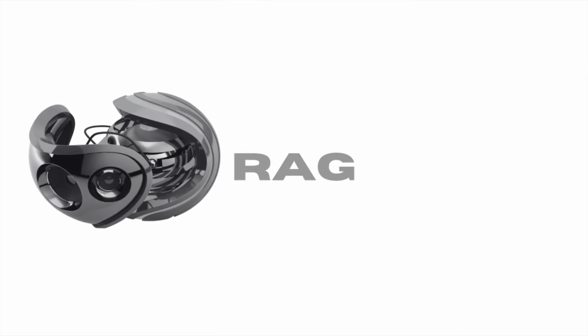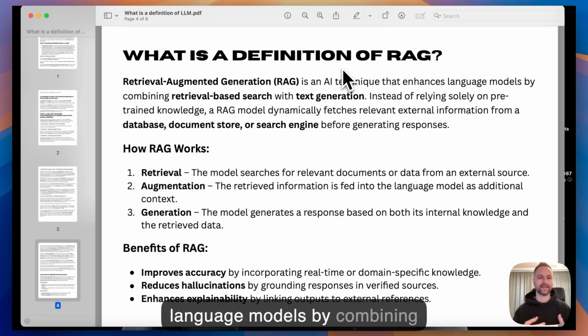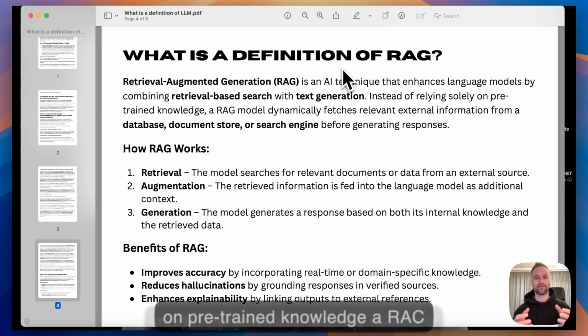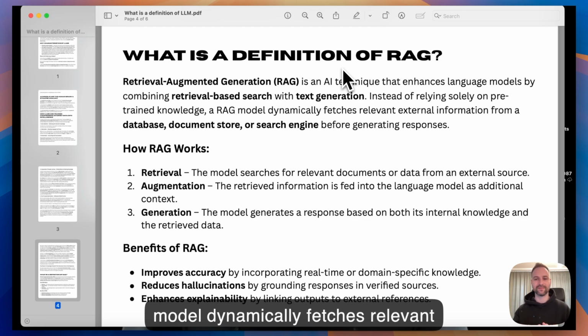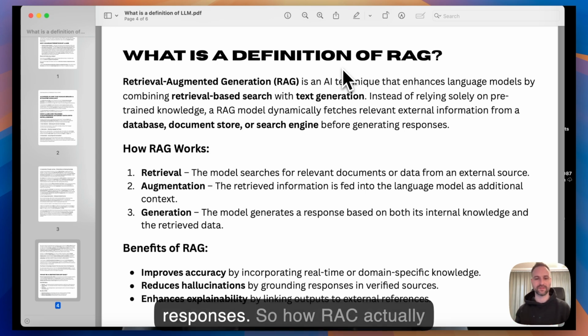Retrieval augmented generation, RAG, is an AI technique that enhances language models by combining retrieval-based search with text generation. Instead of relying solely on pre-trained knowledge, a RAG model dynamically fetches relevant external information from a database, document store, or search engine before generating responses.